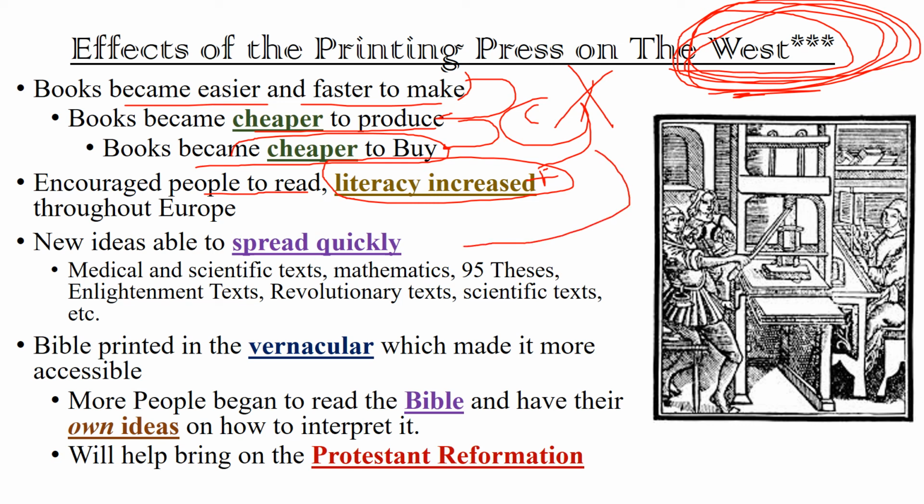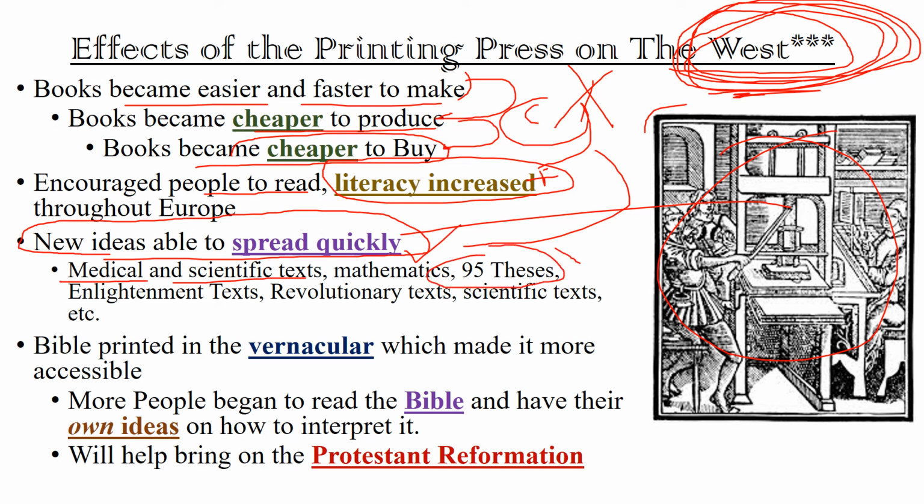Cause and effect. New ideas are able to spread very, very quickly. You can write something down and then pay a printer to mass produce your ideas and send them or sell them or distribute them throughout Europe. So this leads to the expansion of medical and scientific texts. New mathematic texts are spread more quickly. The 95 Theses, which is a key text we'll be talking about next week. And then later on, we get to Enlightenment texts, revolutionary texts, scientific texts. All of these things are able to spread more quickly, increasing the overall knowledge and the rate of knowledge exchange in Europe.